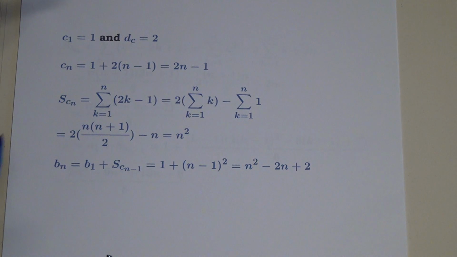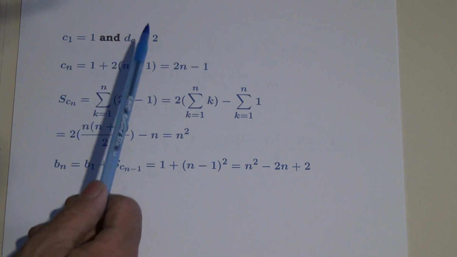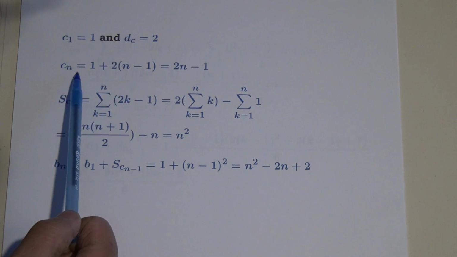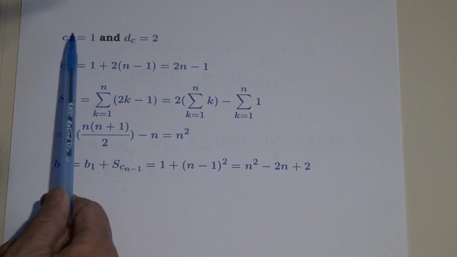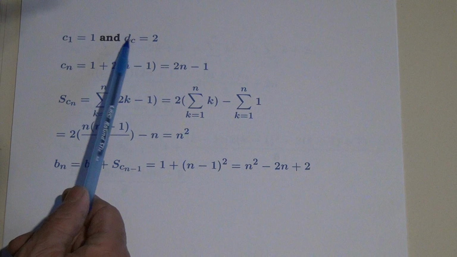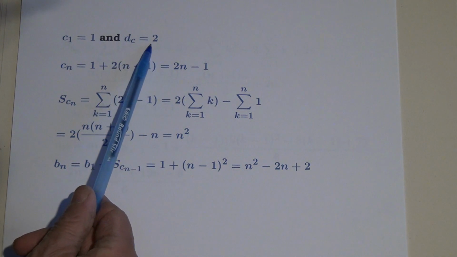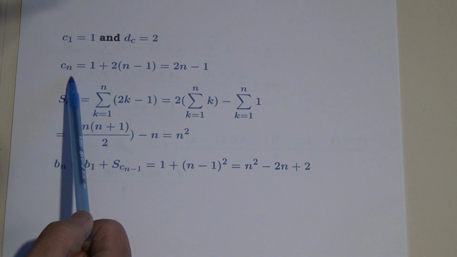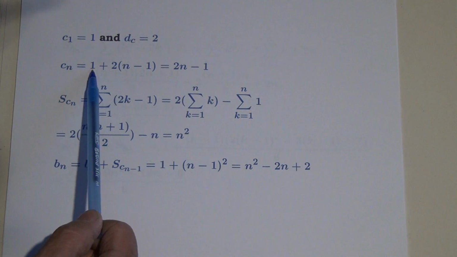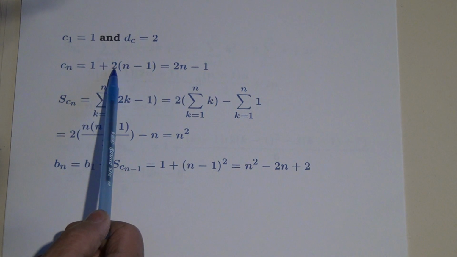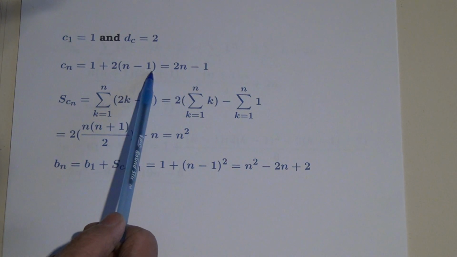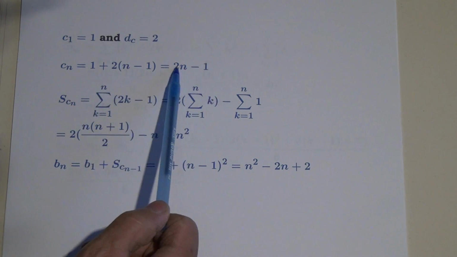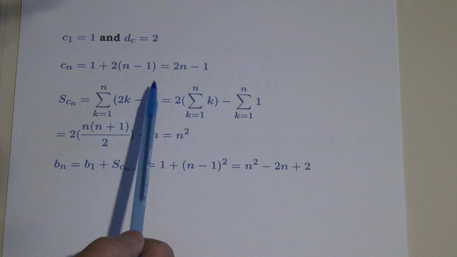So we try the general term of the second subsequence. Okay, the first term is 1 and the difference is 2. It was a fixed value. So we can write the general term as first value plus difference times one lesser term, n minus 1. If you expand and simplify, we will get 2n minus 1.